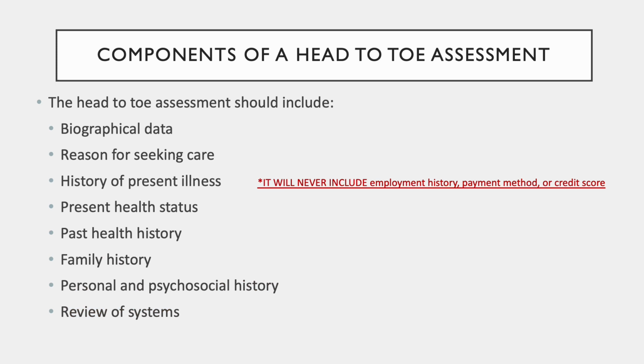All right, components of a head-to-toe assessment. You need to know these. You need to be able to pick them out of a lineup. And you also need to understand that a head-to-toe assessment is never going to include anything about employment history, anything about payment methods, or credit scores.